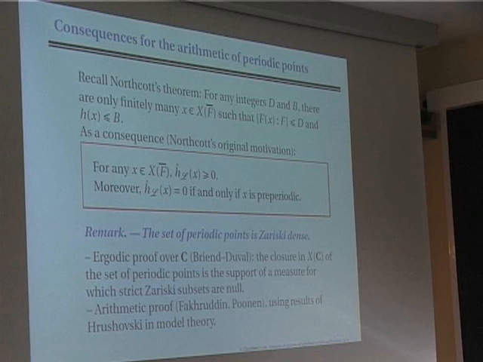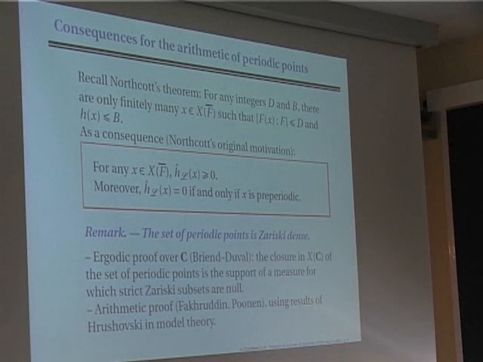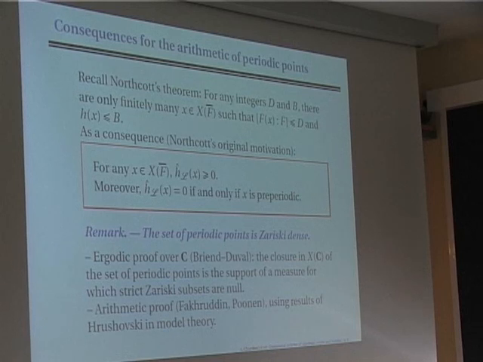And there is a completely arithmetic proof, which is due to Fakhruddin and Poonen. Well, it appears in a paper by Fakhruddin, and then the main lemma is due to Poonen, so it's hard to tell who proves that. But nevertheless, the hard part of the proof is due to Hrushovski. It's a theorem in the model theory of fields, not fields with difference, but fields together with automorphisms.